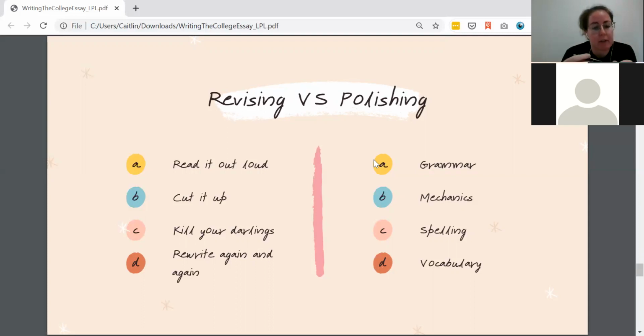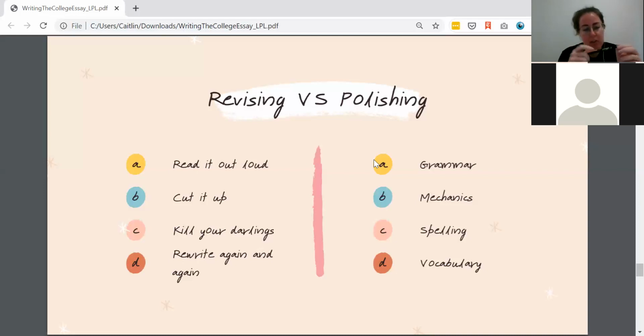very apparent very quickly. You can cut it up. You can move things around at a sentence level, at a paragraph level, at a word level. Sometimes it's even more fun to triple space your document, print it out, and then actually physically cut it up and move things around, see what works.